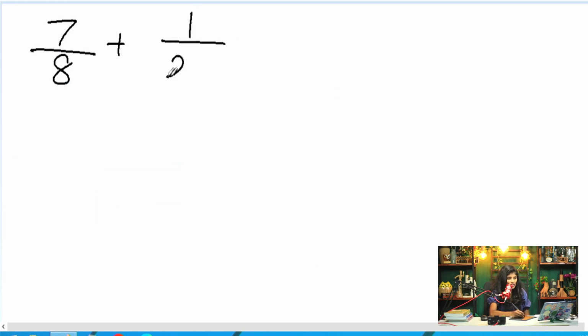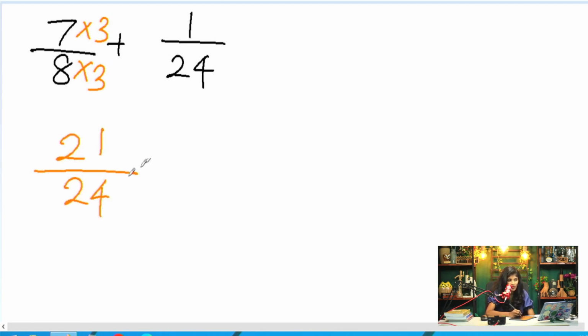Moving to the next question, that is 7 over 8 plus 1 over 24. What is the common denominator we can take? Yes, we can take the common denominator 24. To make 24, what number do I have to multiply 8 by? 8 by 3, right? Very good. 8 by 3 and also 7 by 3. 7 times 3 is 21, plus 1 over 24.